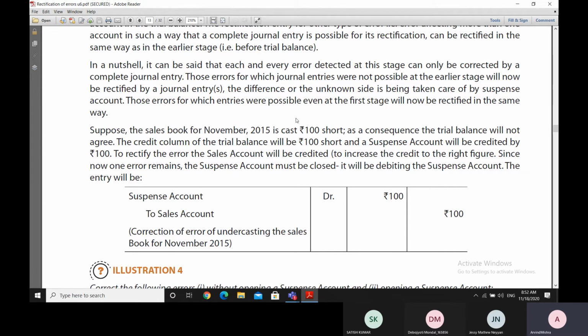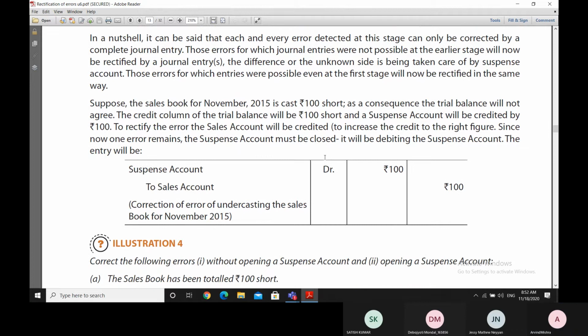Now let us take an example. Supposing the sales book for November 2015 was cast 100 rupees short, which means that the total was taken at 100 rupees less. And as a consequence, the trial balance will definitely not agree. So the credit column of the trial balance will now be 100 rupees short of the debit column.